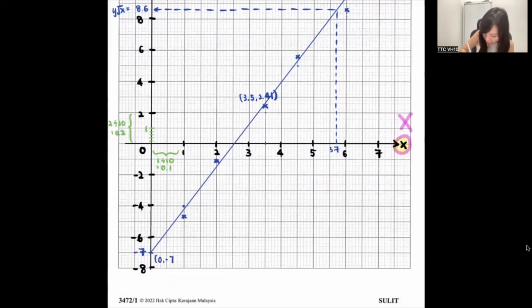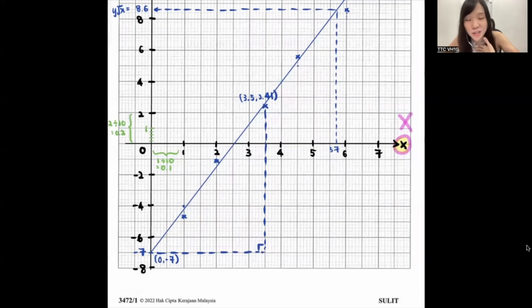This one is 0, -7. So when I'm using these two, I love to draw dotted lines. Nowadays, a lot of teachers don't draw anymore, but I still draw, just in case some teacher cares. I don't think SPM cares, but I still draw so that you understand. So my dear, no need to write the coordinates down, okay?